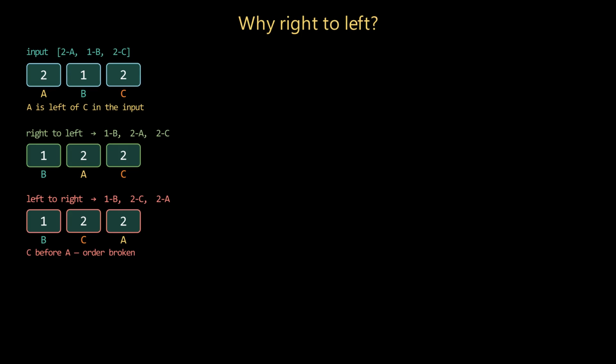Both scans still give 1, 2, 2, the values stay sorted. Left to right does not scramble the digits. Stability is about equal keys, right to left keeps duplicates in their original relative order.